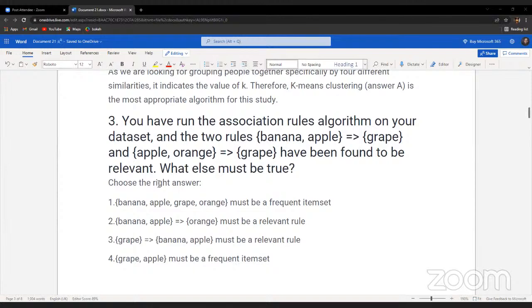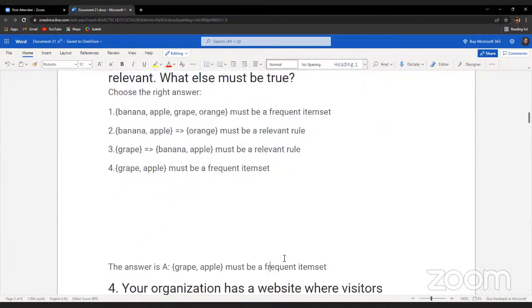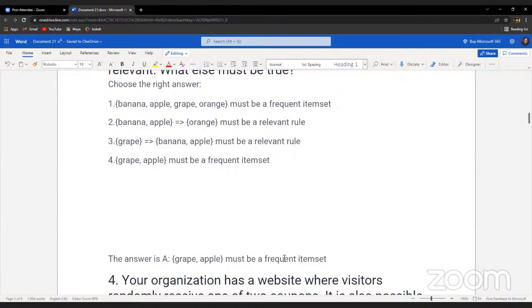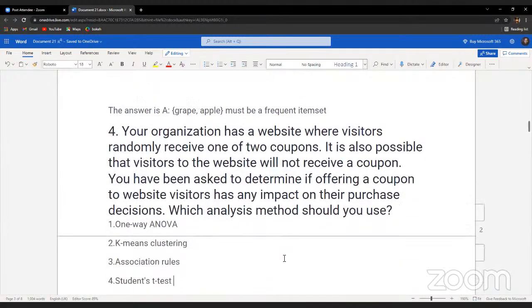As we look here, the most preferred option among these is option A, where grape and apple must be frequent item sets. Okay, so as we directly jump into the next question.